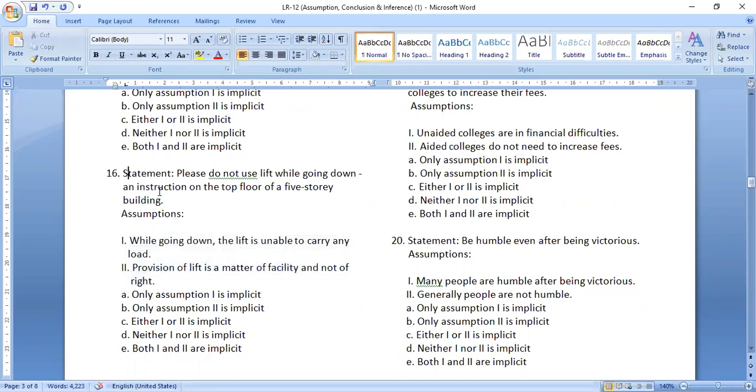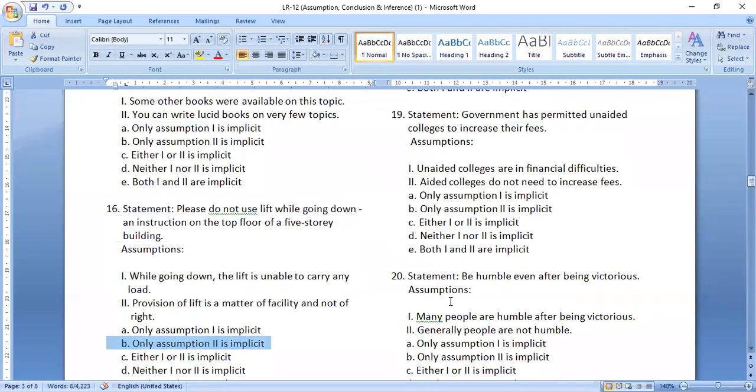Is that implicit? I think that is implicit, right? We've got a lift there so as to make it easier for you to use it, and not just because you could use it whenever you want to and however you want to, even though you cause a lot of loss. So I think the option is going to be option B, that only statement 2 is implicit.